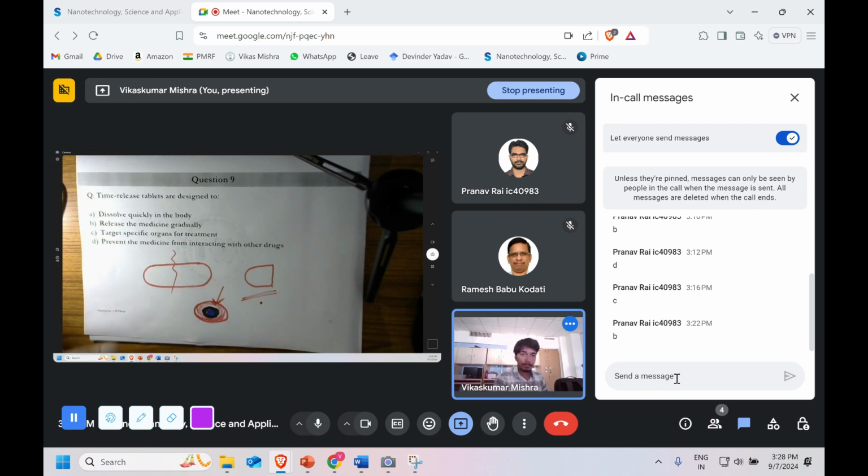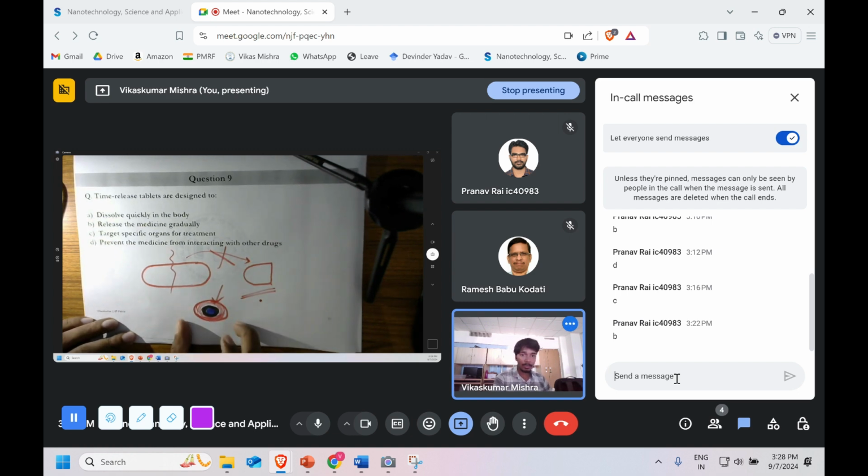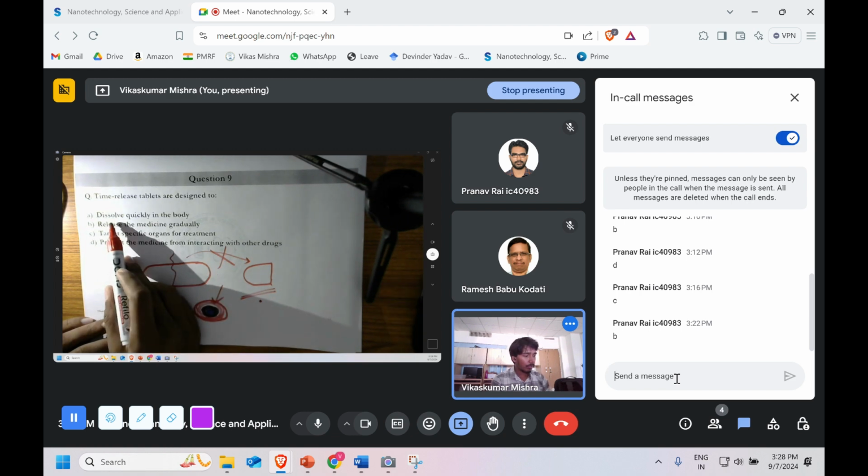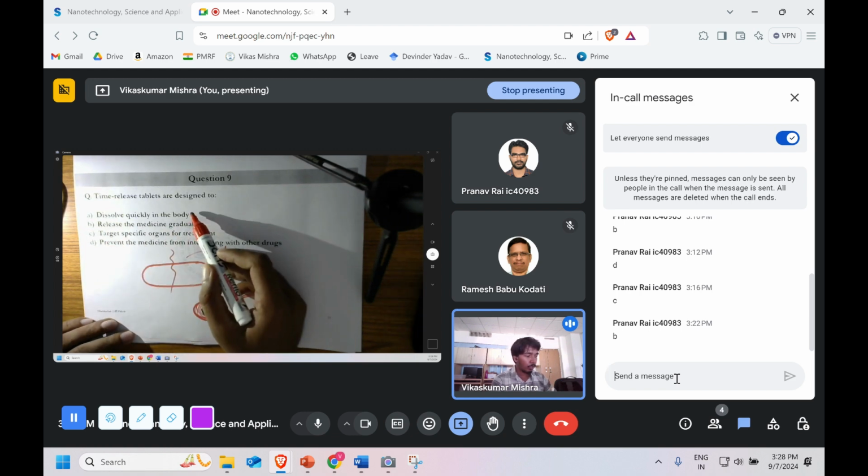Let us say the medicine is composed of three layers. All these three layers will have different concentrations of the drug within them, which is designed for some particular way for it to get dissolved. So one shouldn't take the medicine like this. We have to consume the medicine entirely.